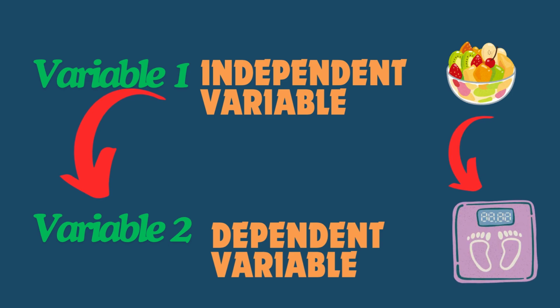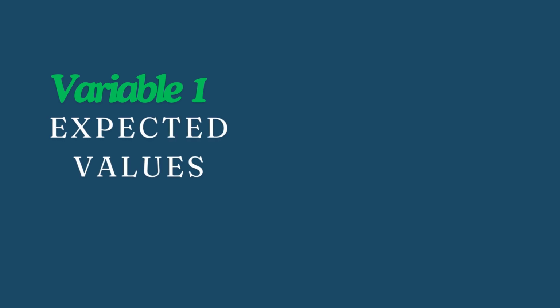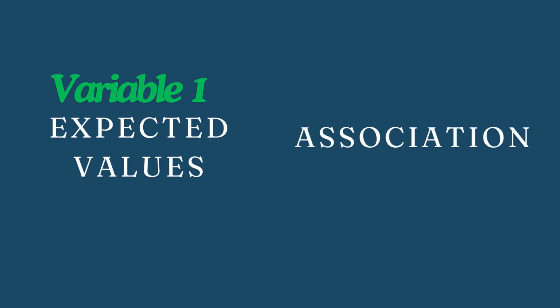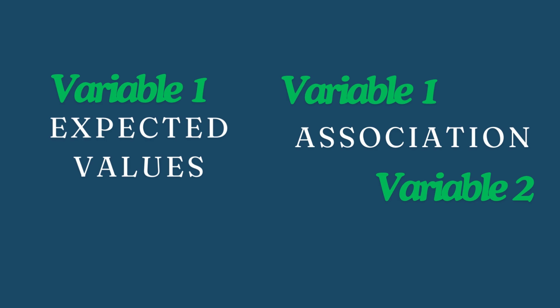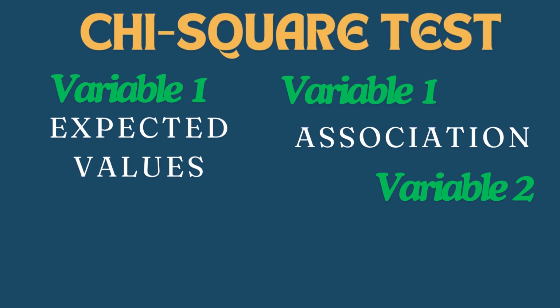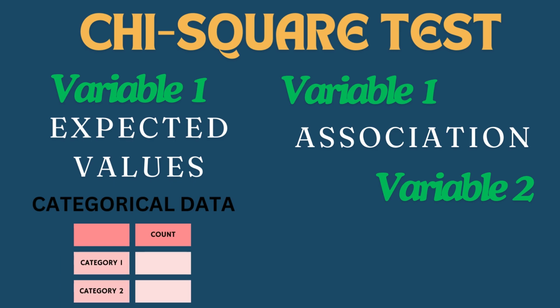is the dependent variable. But what if we want to analyze if the value of independent variable is as we expected, or is there any association between two independent variables? In that case, chi-square test is performed. This test is used on categorical data. That is, we have different categories and we take their counts as their values. It is a non-parametric test, means it does not follow normal distribution.